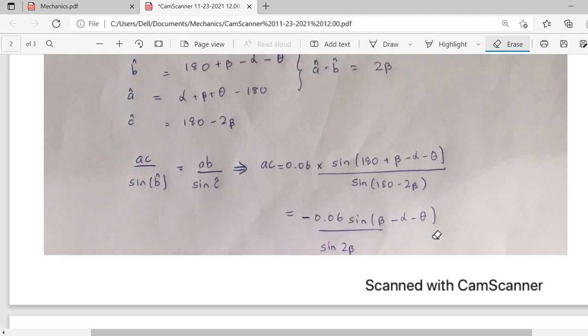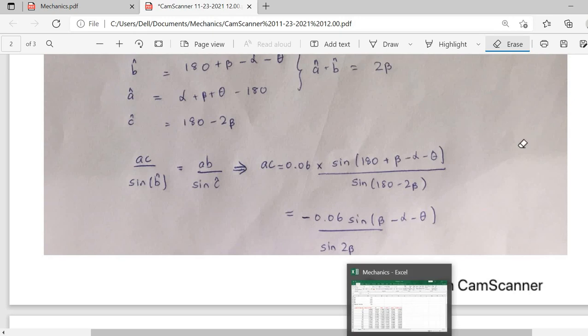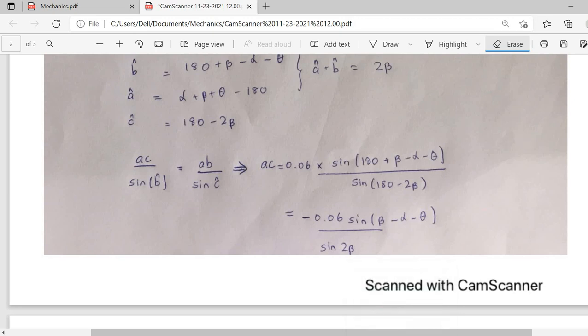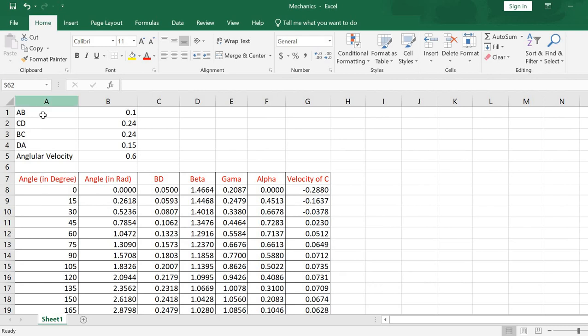Now I am going to show how to use these equations to find the values of the velocity of point C. Here I am going to mark these points. AB is equal to 0.5 as well as CD is equal to 0.24. CD is the length, BC, DA. These are the fixed values you have already been given in this practical. So I have already marked them here.